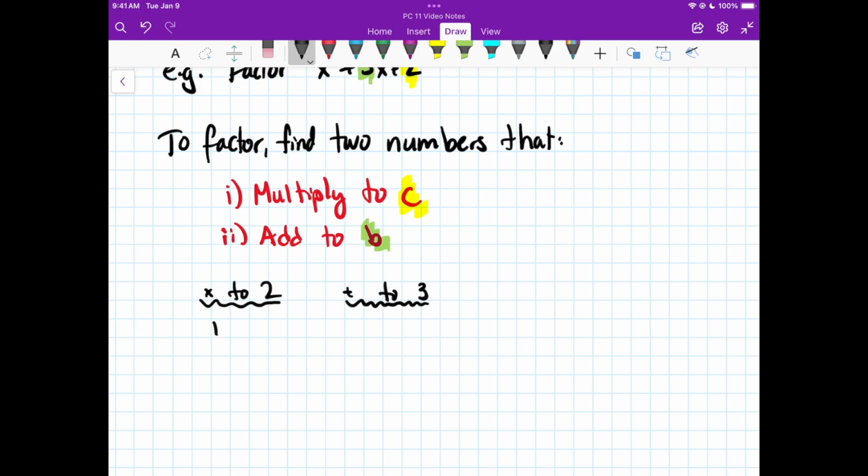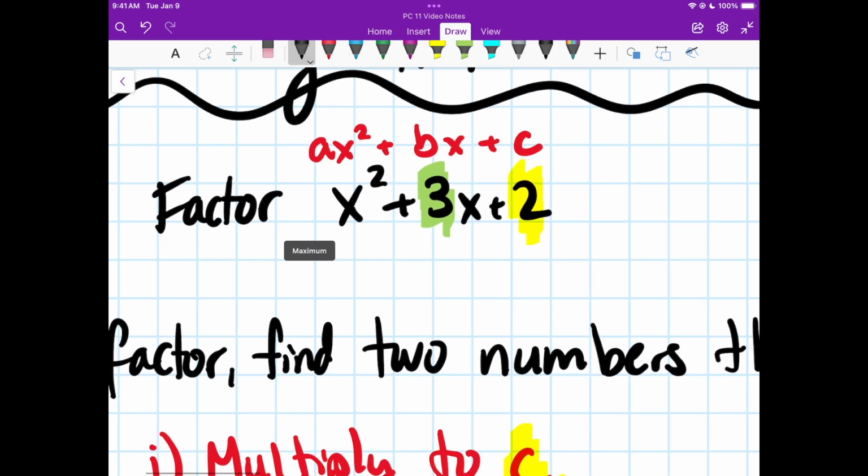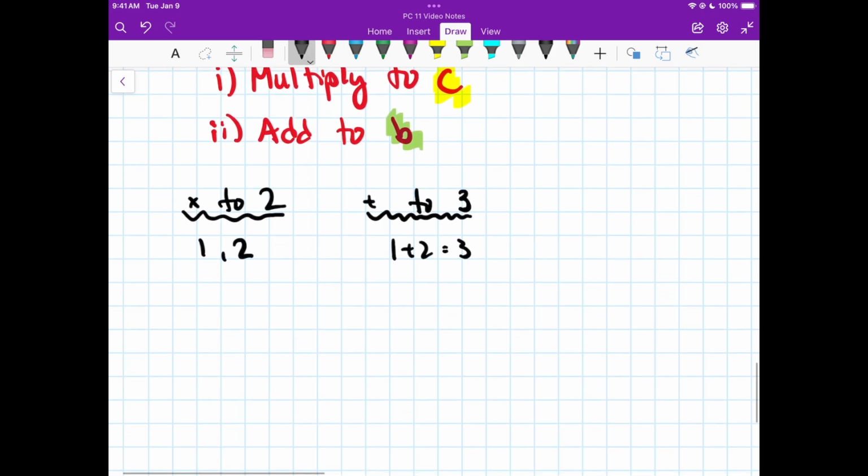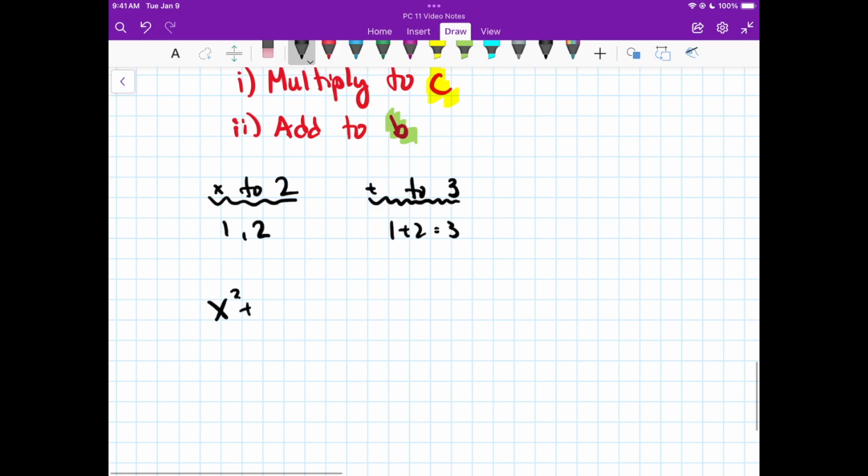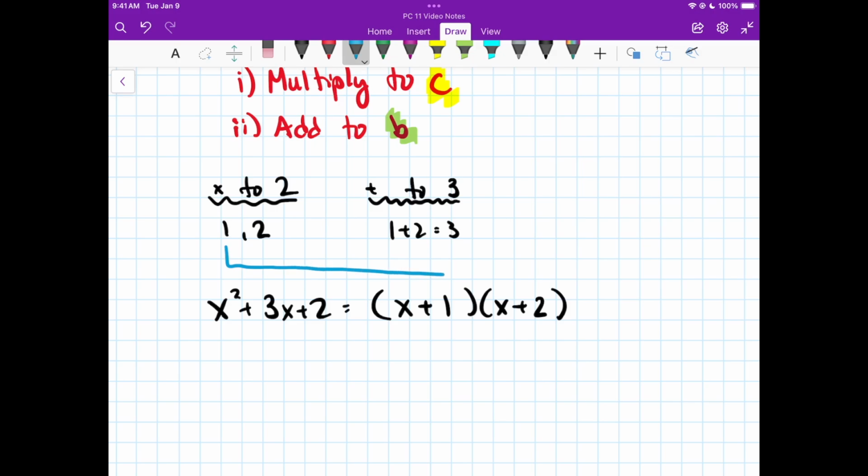So if we're multiplying to 2, really that's just going to be 1 and 2, because 1 plus 2 does equal 3. Since there's no a value on this one, it's just x squared, this is the easier kind of factoring, and we can actually just take those 2 numbers and call it quits. So our x squared plus 3x plus 2 is going to break up into 2 factors, x plus one thing and x plus another thing. And those 2 things are just the 2 factors that we found. So it's going to be x plus 1 and x plus 2. So those just come straight from here. And this one's done.